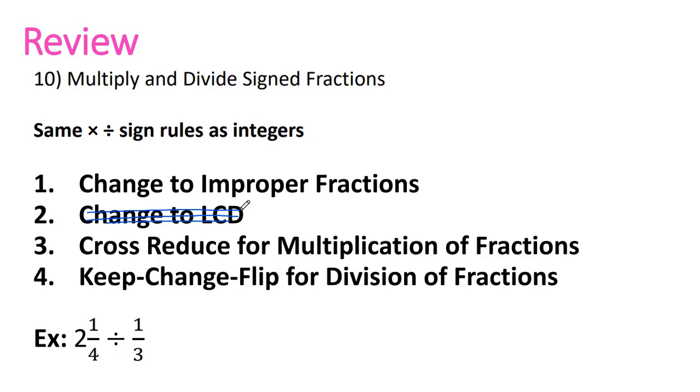So for example, we have both positive fractions here, so we're going to go ahead and change 2 1/4 to be 9/4 divided by 1/3, and we're going to keep, change, and flip to the reciprocal. Here we have no cross reducing, so we're going to multiply numerator times numerator, which is 27, and denominator times denominator, which is 4, and then we can go ahead and change to a mixed number. 4 goes into 27, 6 times, with 3 remaining over 4.